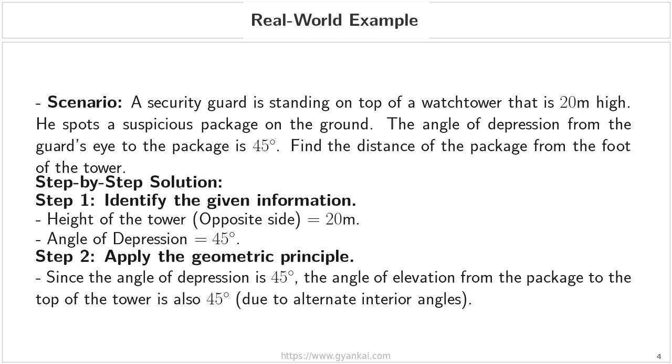Now that we have established the theoretical foundation and the geometric relationship between depression and elevation, let's put this theory into practice with a real-world application.